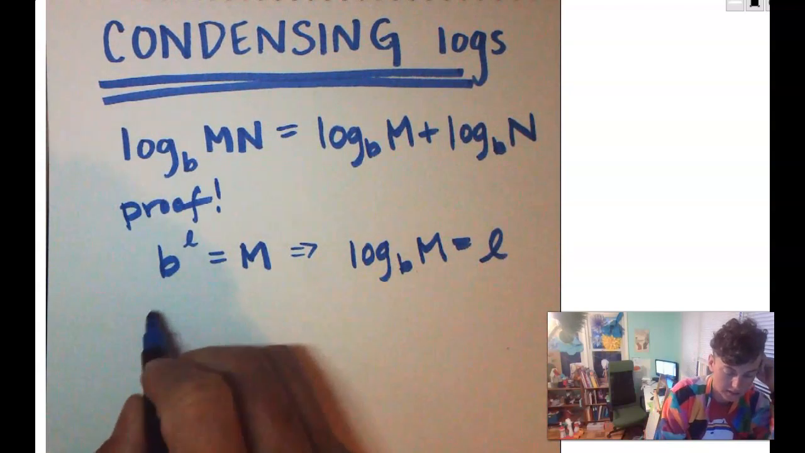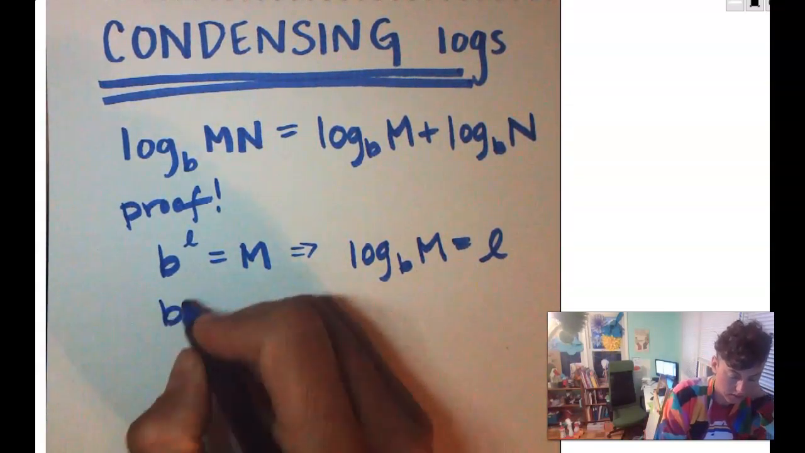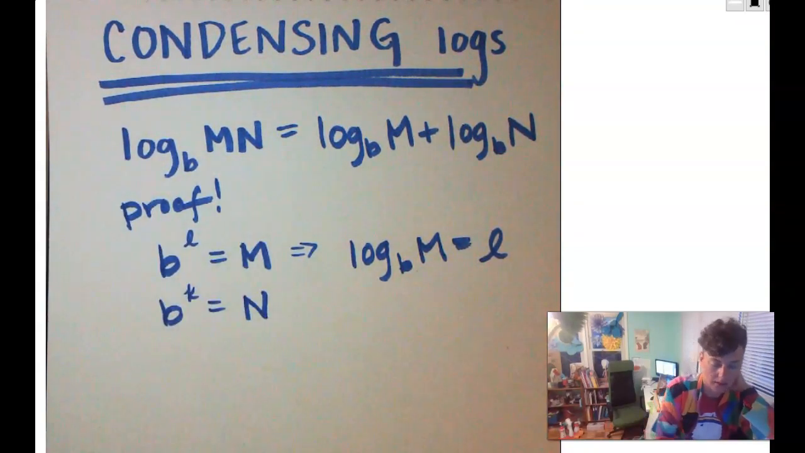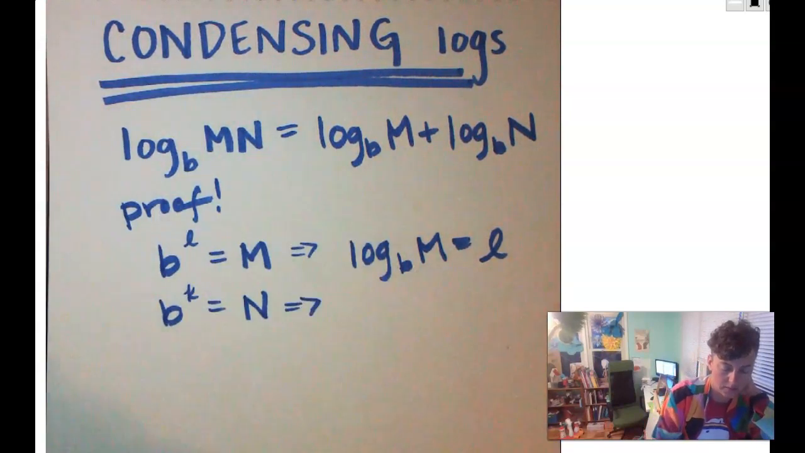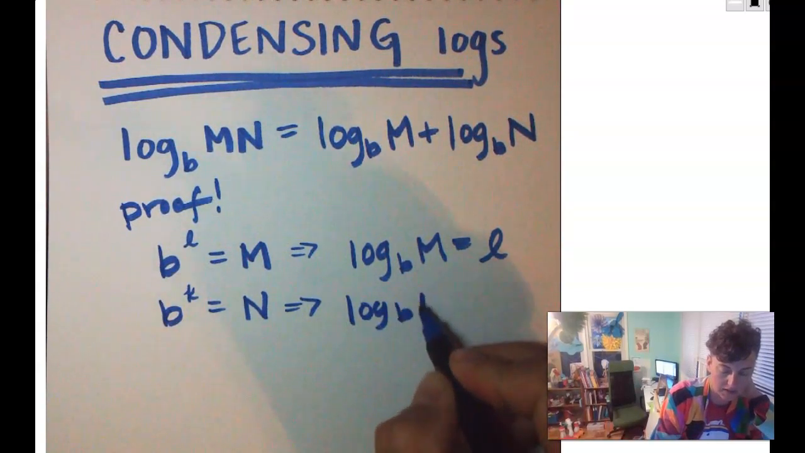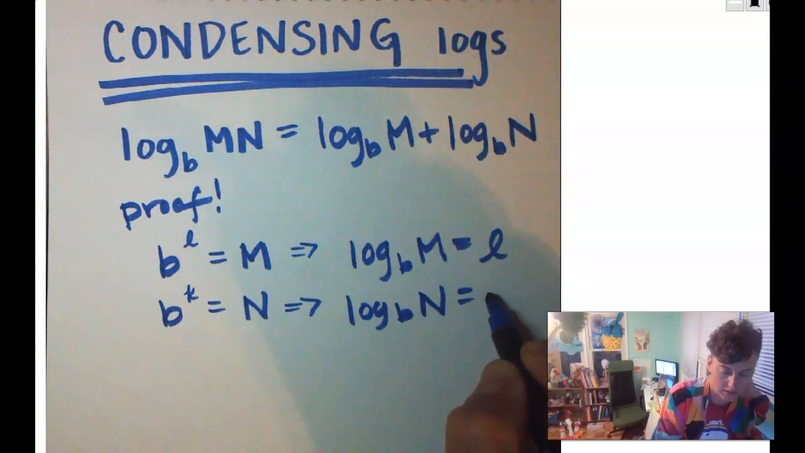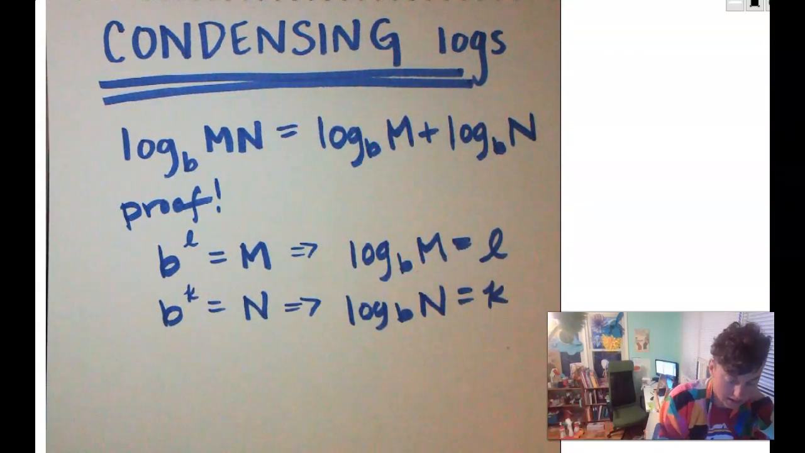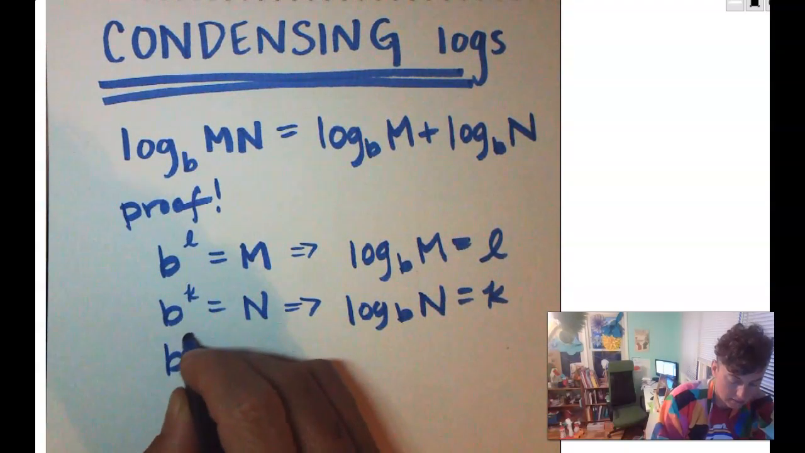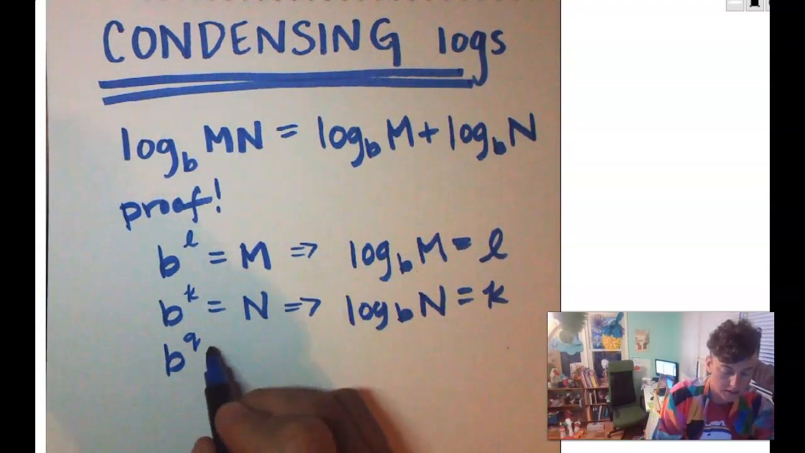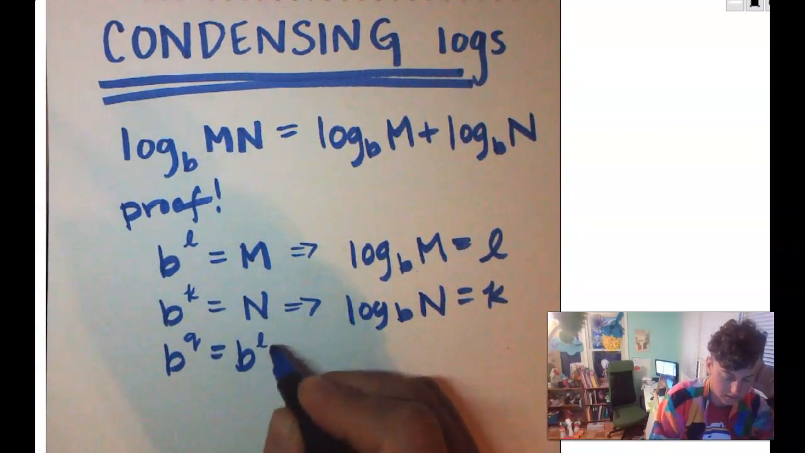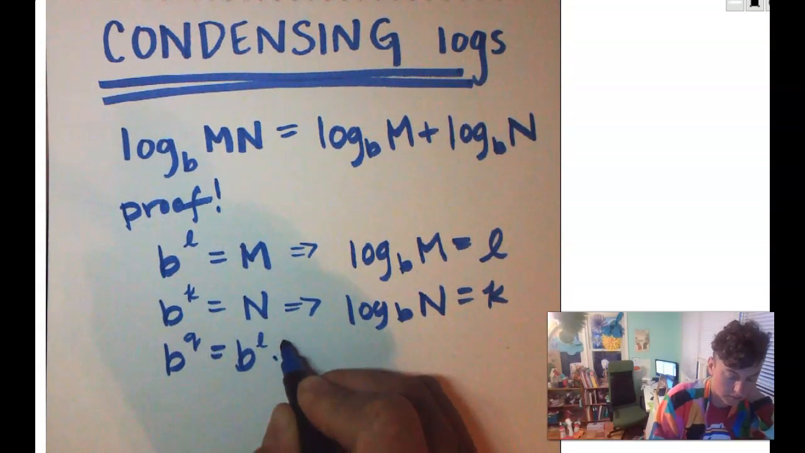Let's say we have b to the k, and that will equal n. We can change that into a logarithm the same way: log base b of n equals k. And then, one more, let's say b to the q, I'm just pulling out all the weird letters right now, is going to be b to the L times b to the k.